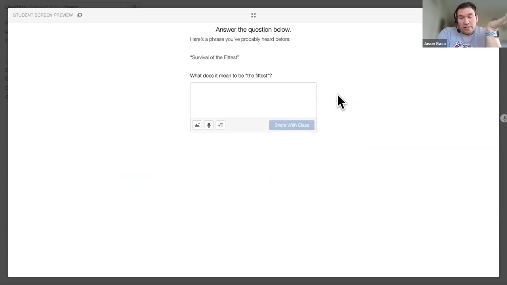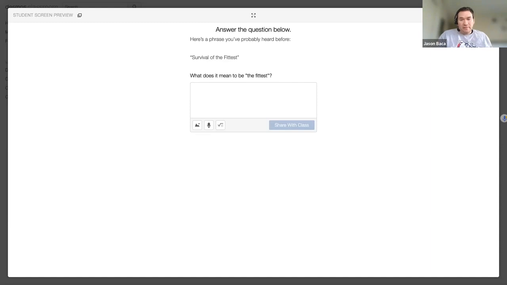This is one of the questions that would be in that worksheet. It would say, what does survival of the fittest mean? And then the kids can write it. As the teacher, you see all of their answers coming in at the same time, so you can sit and look at a computer and see what they're doing. It worked really well in CDL, and it works very well now as well.